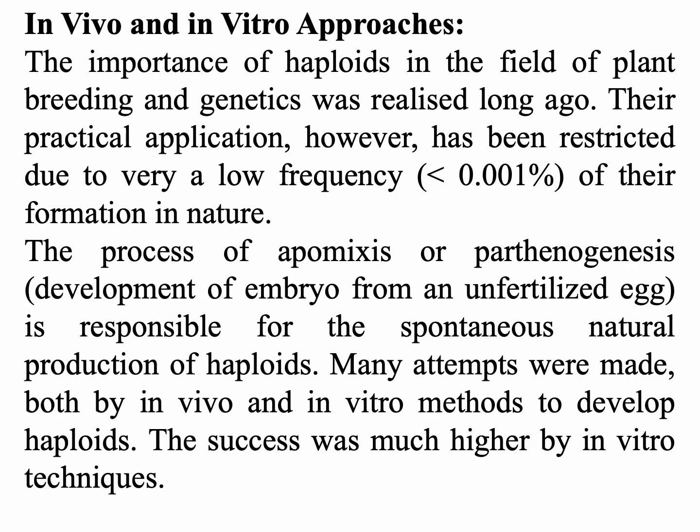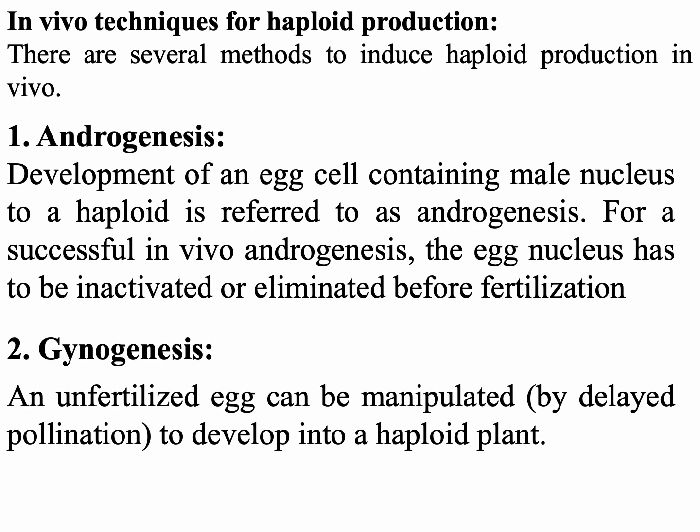The importance of haploids in the field of plant breeding and genetics was realized long ago. Their practical application, however, has been restricted due to very low frequency. There are two types of in vivo techniques, androgenesis and gynogenesis. Androgenesis is the male reproductive part and gynogenesis is the female reproductive part. Development of an egg cell containing a male nucleus into a haploid is referred to as androgenesis.